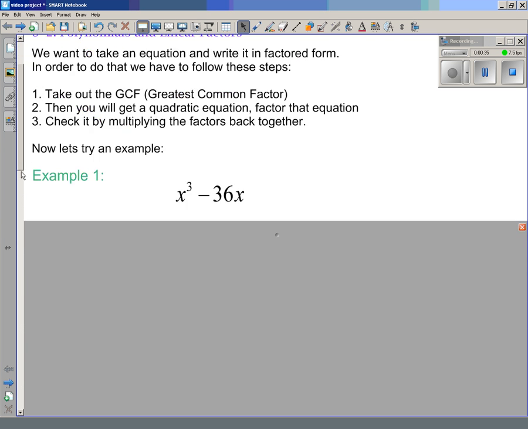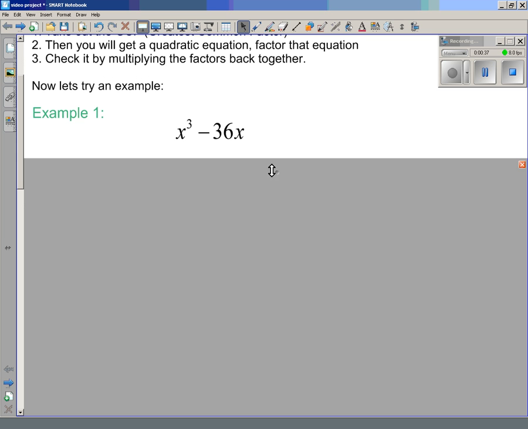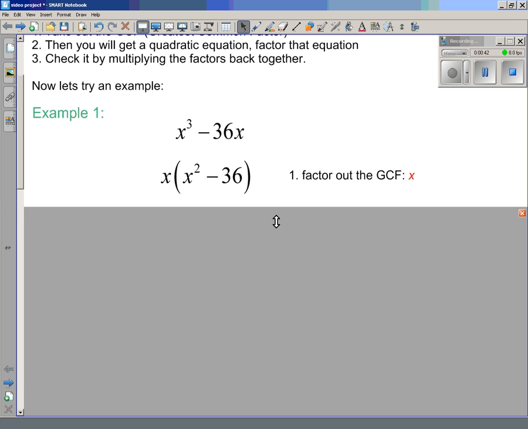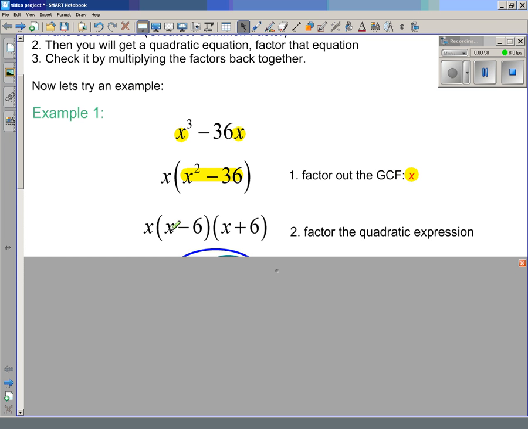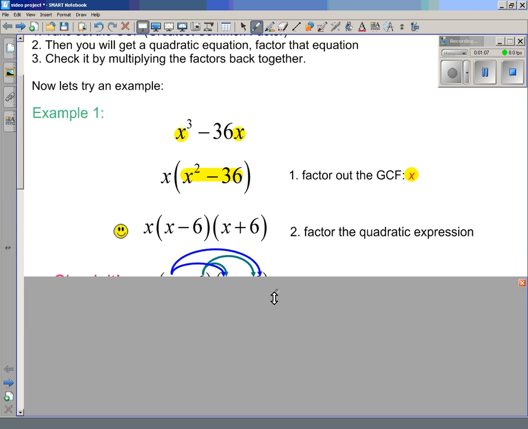Alright, so we're given this expression, x cubed minus 36x. Now the first step is to factor out the GCF, which is x, because there's x's in both. Then we want to take this quadratic equation and factor it. When we factor that, it comes out to this. This is our final answer. Now we want to check it.